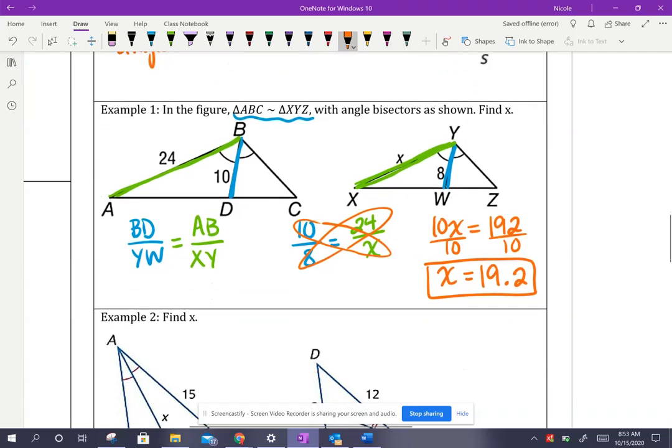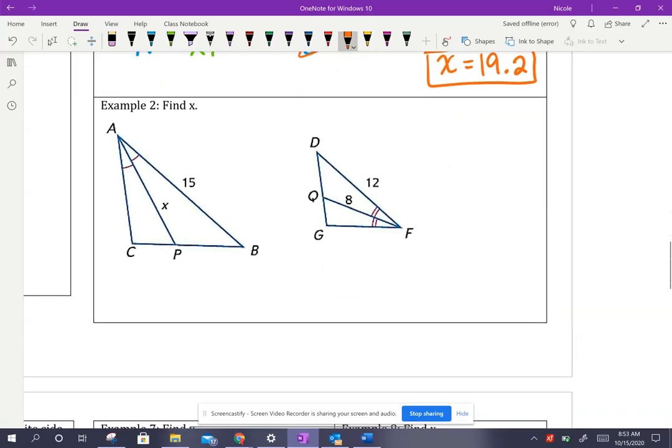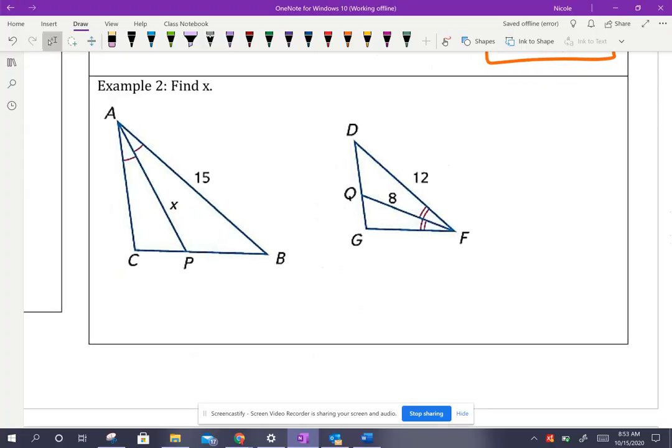Let's look at a second example. So if we have our angle bisectors, we're going to say AP is going to go with FQ, and those are going to be set equal to AB and FD.